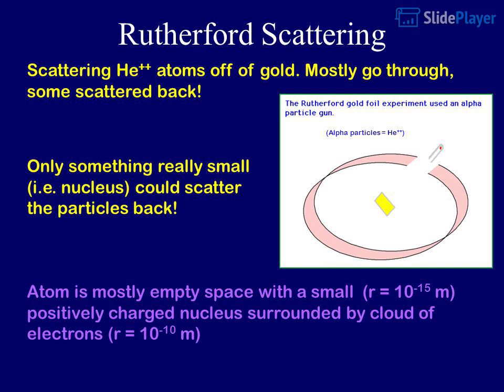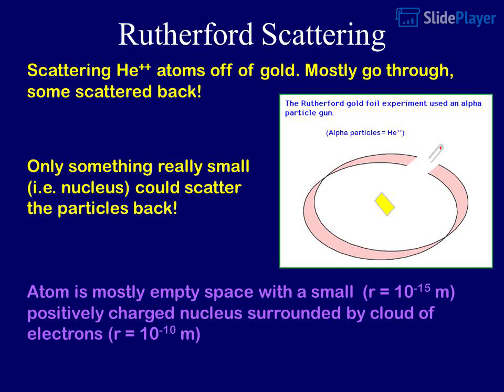Rutherford scattering. Scattering He++ atoms off of gold. Mostly they go through, some are scattered back. Alpha particles are He++. Only something really small, i.e. a nucleus, could scatter the particles back.